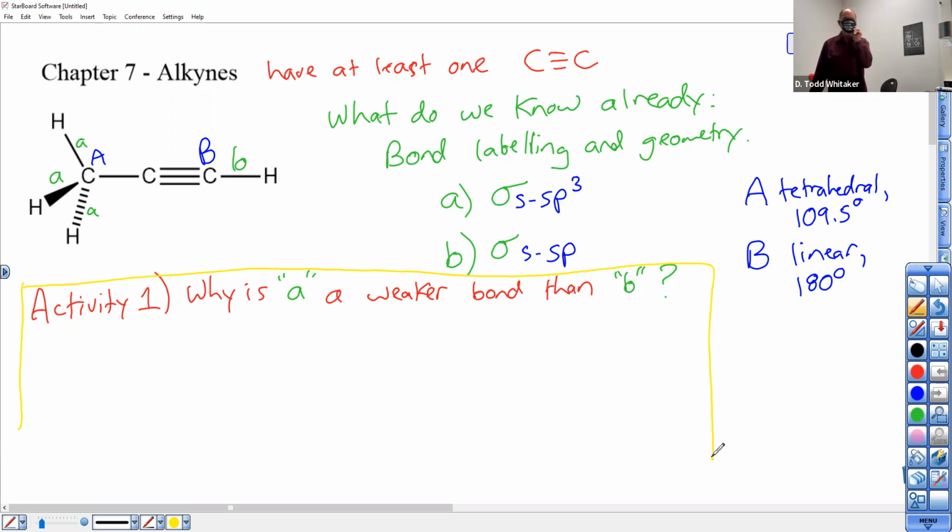Now we need to talk about electrons closer or further from the nucleus and why. Your answer must focus on those issues. So in bond A, why are the electrons further from carbon's nucleus than in B, where the electrons are closer? Tell me why.